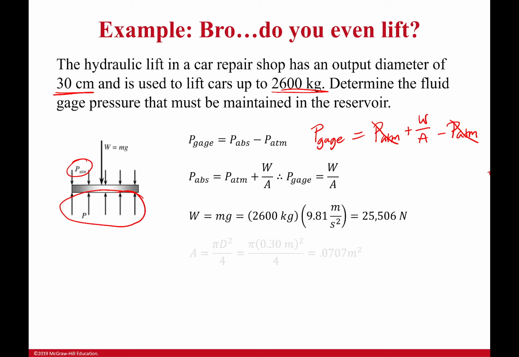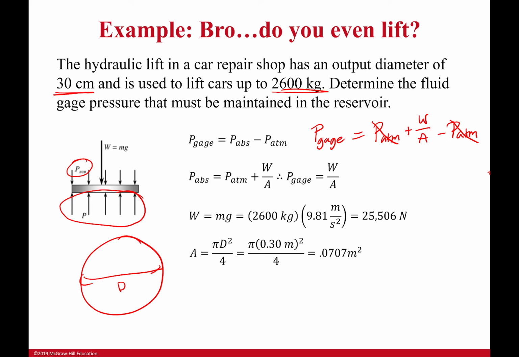Now, how do I find the area? Well, it gives me a diameter. Whenever it says diameter, you're looking at a circle here. So if I know the diameter, I can figure out the area using my area equation for a circle: pi d squared over 4. Or you might be more familiar with pi r squared. That works too. Plug those in there, being very careful that I convert to meters instead of centimeters, and I get 0.0707 meters squared.